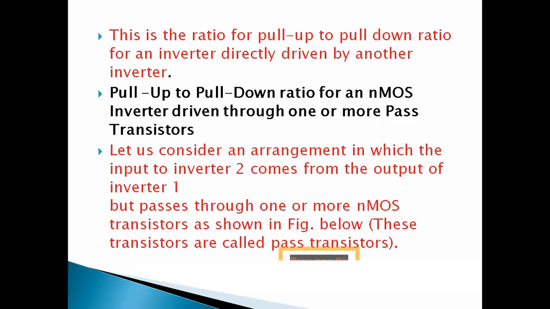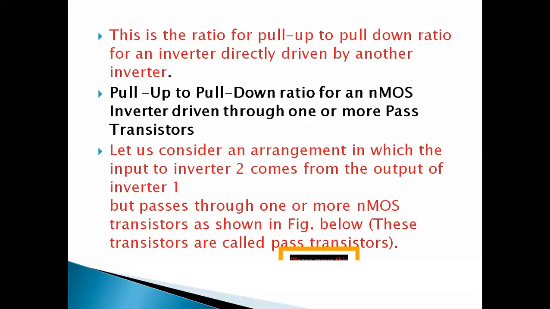Next condition, this is not in your syllabus, just remember that there is one more expression: the pull up to pull down ratio for an inverter driven through one or more pass transistors. In between, pass transistors are inserted. At that time, the ratio is going to differ. Let us consider the arrangement in which the input to inverter 2 comes from the output of inverter 1, but passing through one or more NMOS transistors as shown in the figure.